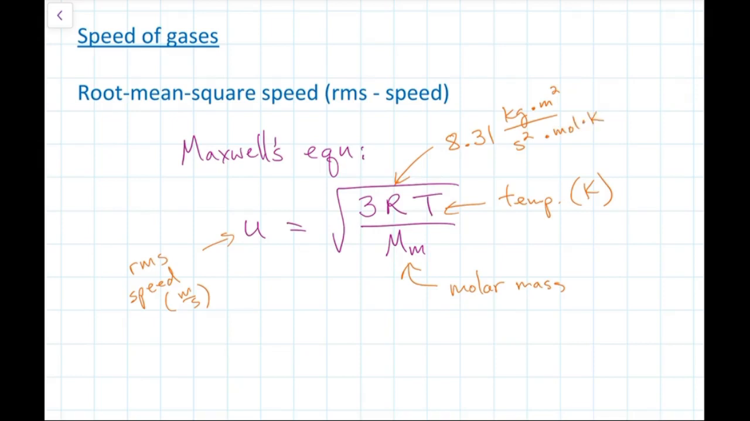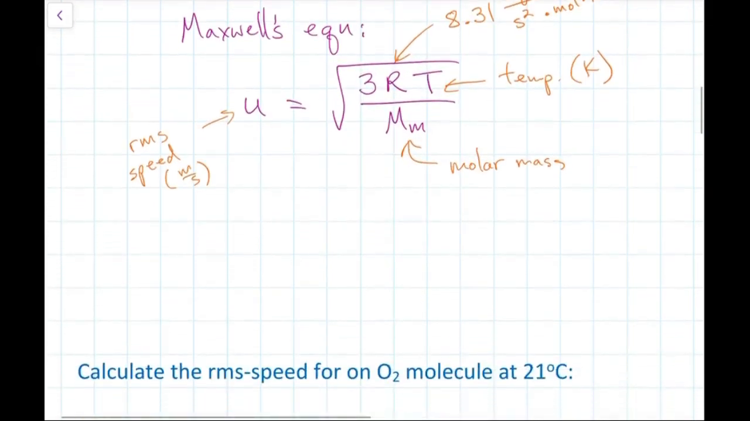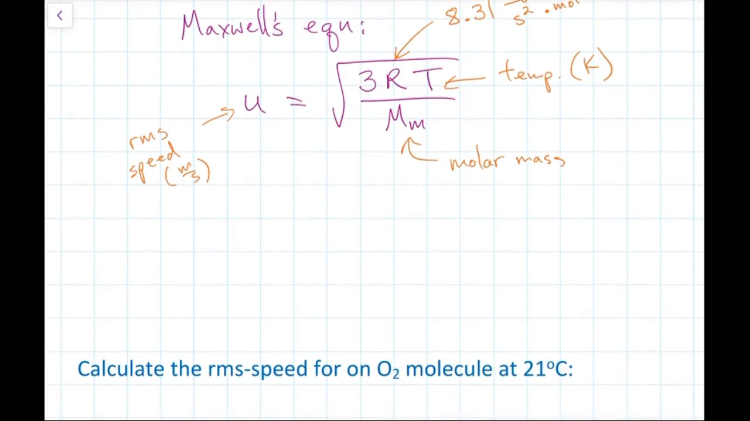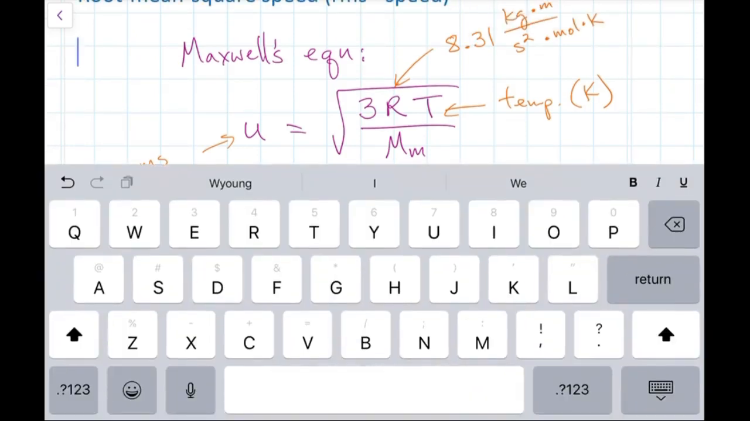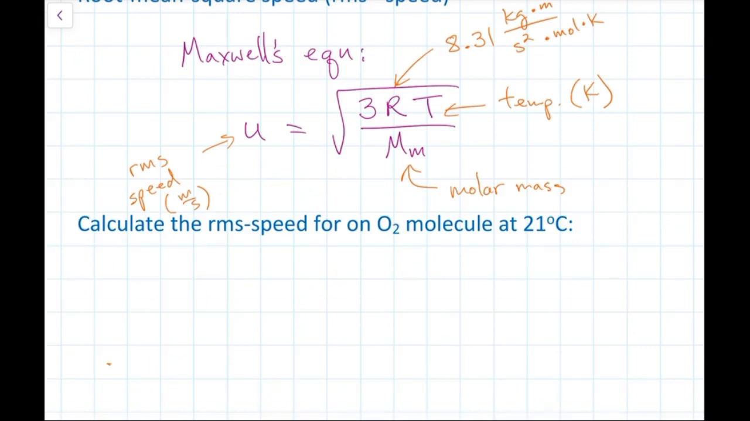Anyway, this is our R value when we're calculating the root mean square speed for a gas. And so let's look at a problem where we could utilize this equation. It says calculate the RMS speed for an O2 molecule at 21 degrees Celsius. So we're just solving for U.